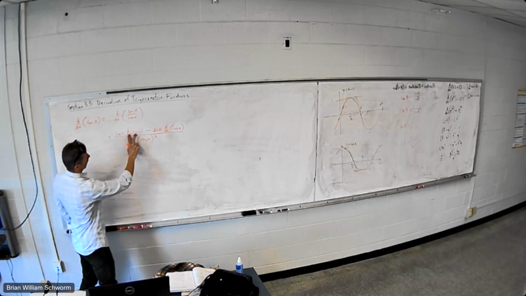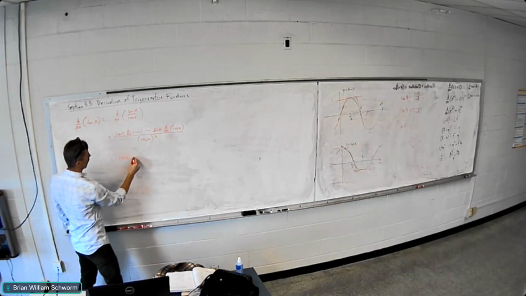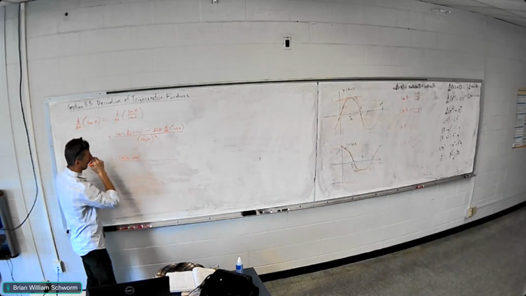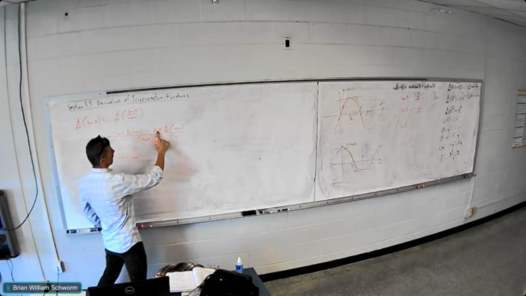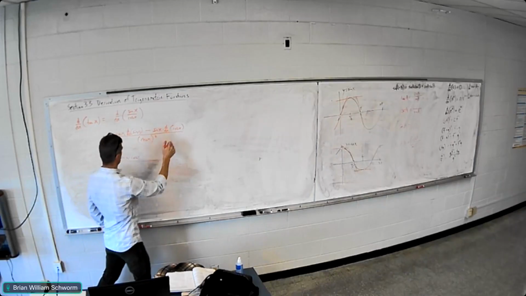So now to apply the derivatives to these individual parts here. The derivative of sine is cosine. So I've got cosine times another cosine. Then minus sine times the derivative of cosine. The derivative of cosine is negative sine.